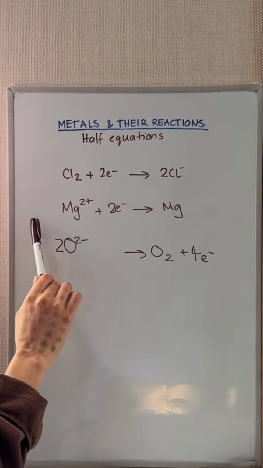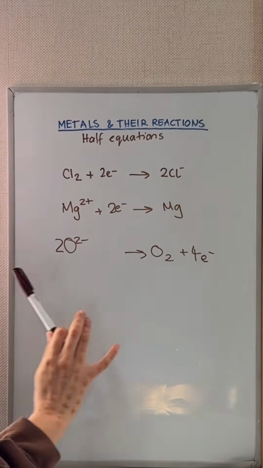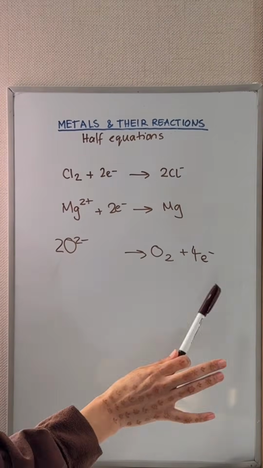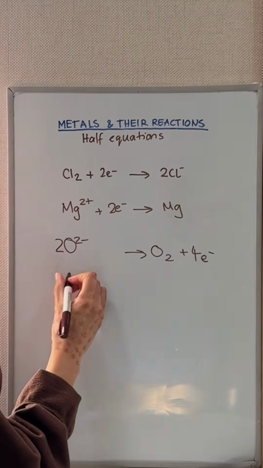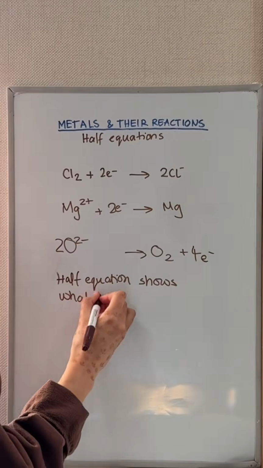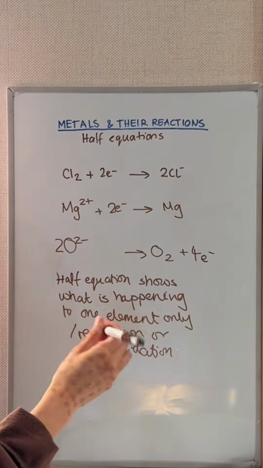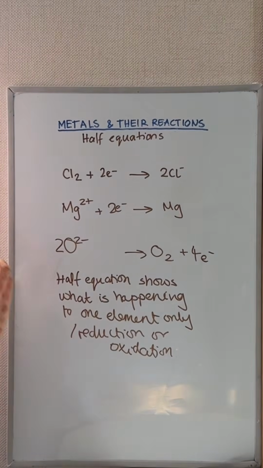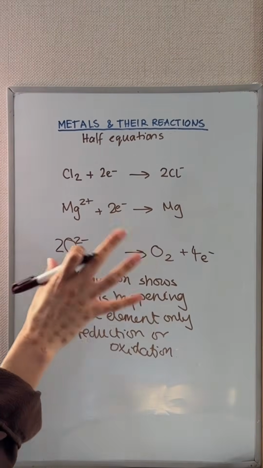And for the second one, it's only showing what's happening to magnesium. And for the third one, my half equation is only showing what's happening to oxygen. So writing your half equation becomes really important when we have a look at electrolysis.